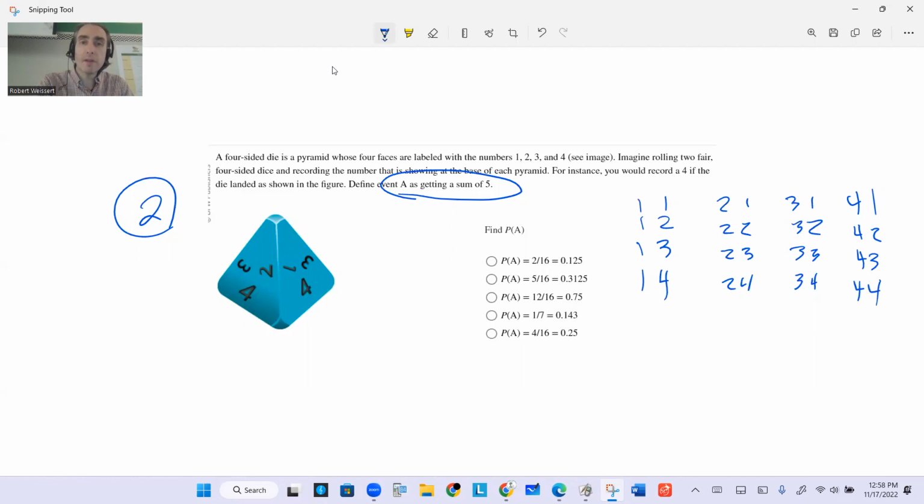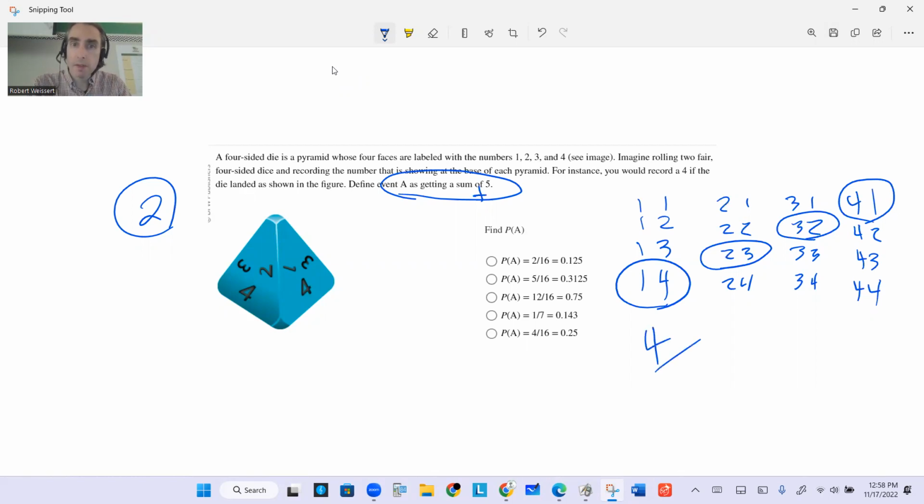Sum of 5, sum means add. So we want to look at the ones that add to 5. I'm looking at this one, 2 and 3, 3 and 1, 3 and 2, 4 and 1. And those look like all my possibilities. So that looks like it's going to be 4 out of 16, which is going to be 25%. So it'd be that.